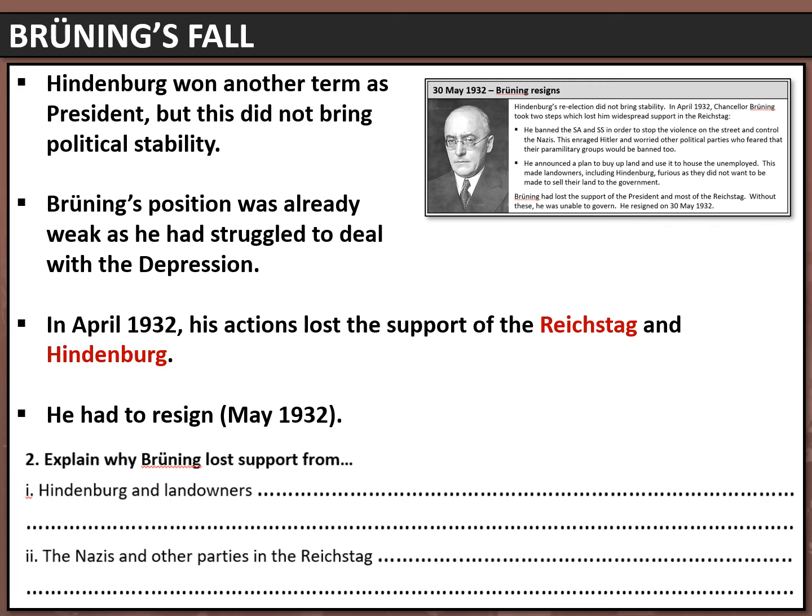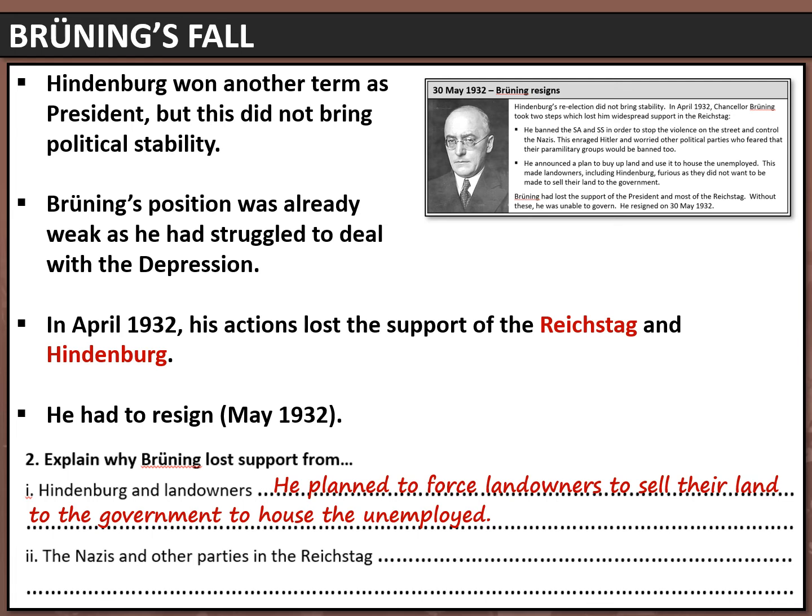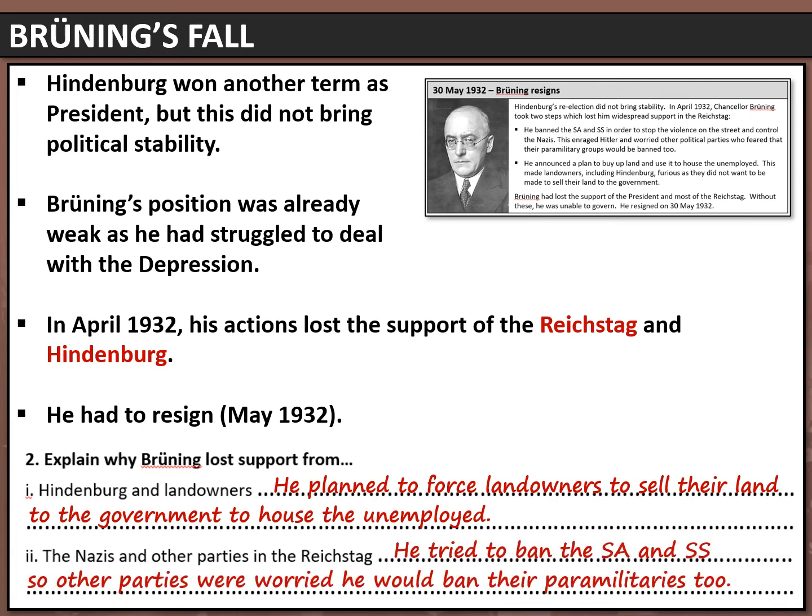So here are my answers. Brüning lost the support of Hindenburg and the landowners because he was planning to force landowners to sell their land to the government in order to house the growing numbers of unemployed. And he lost the support of the other parties in the Reichstag because he tried to ban the SA and the SS, and the other parties were worried that he might ban their paramilitaries too.